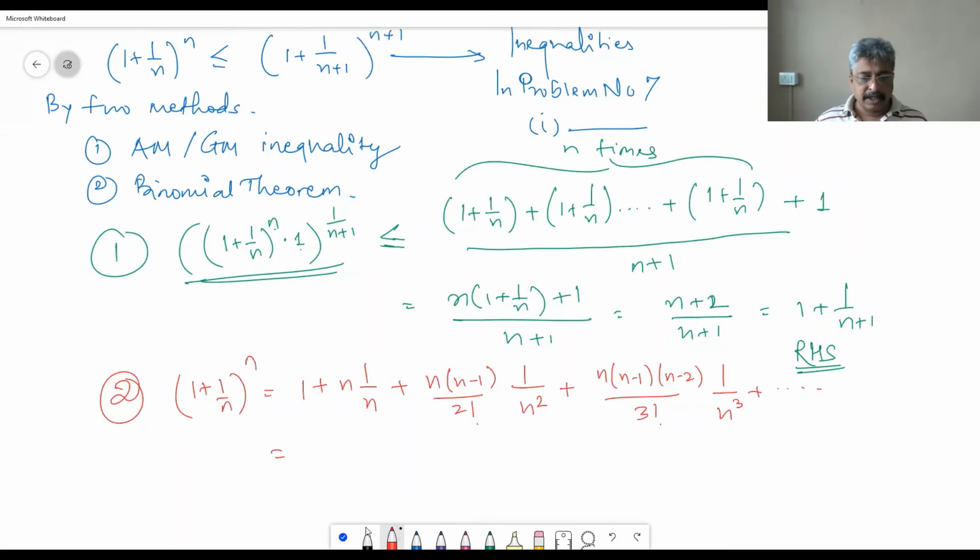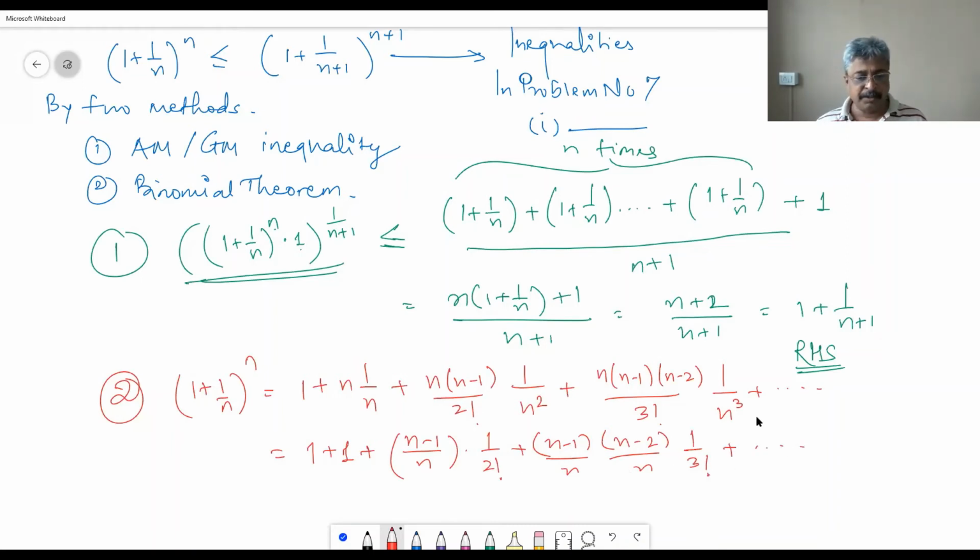Now let us trim this. This is 1 + 1 + ... Now if I distribute the n squared to each one of them, I get 1 times (n-1)/n times 1/2! + (n-1)/n times (n-2)/n times 1/3!, and so on. I can always keep doing this.